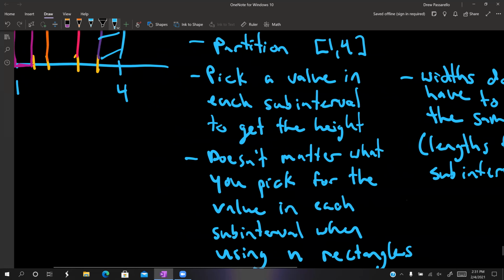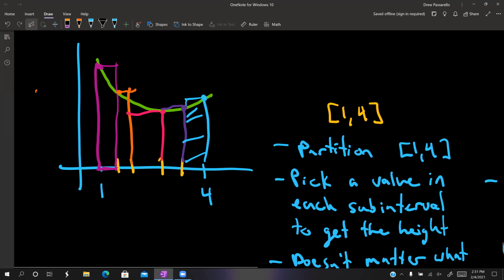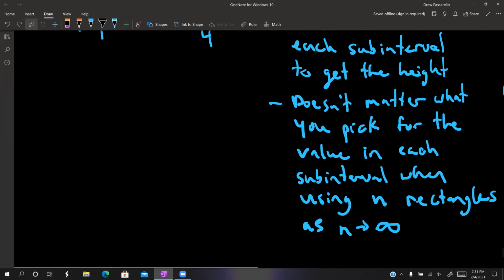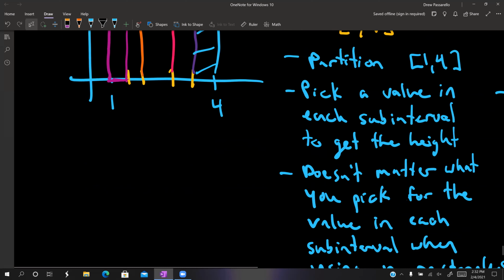Okay, so that's the idea: I slice up my interval into subintervals. I pick a value from each subinterval and evaluate the function at that value. That gives me the height of the rectangle. I do that for all of the subintervals, and then I sum up the rectangles, and that gives me an approximation for the area. Now, the more rectangles you use, the better the approximation. In fact, when you use n rectangles as n goes to infinity, you get the exact area. Now, that is the process.